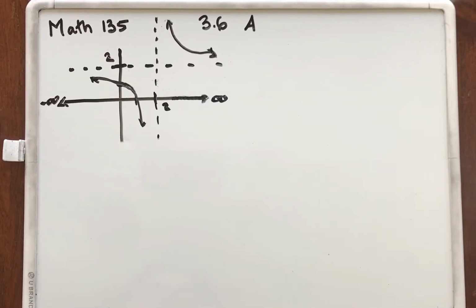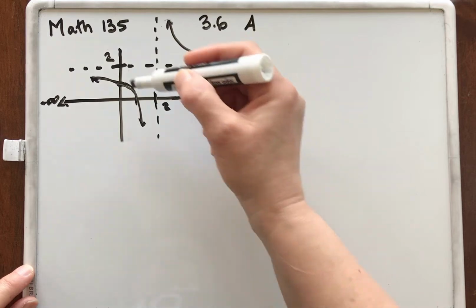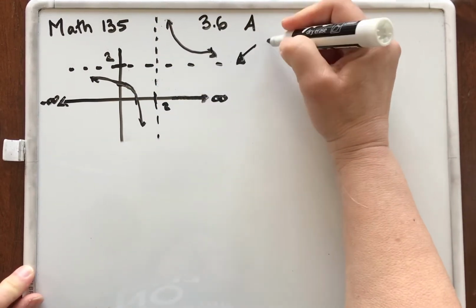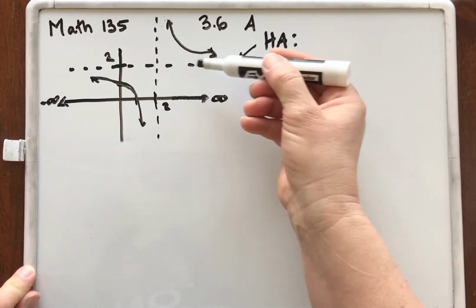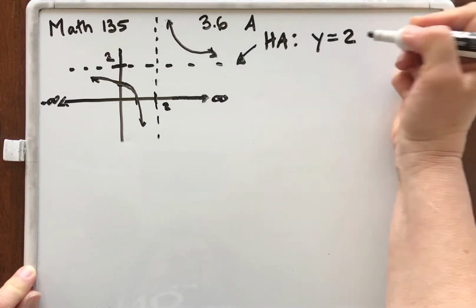3.6a, we're going to look at asymptotes and how they tie in with limits. So let's look at this example. Here we have a vertical asymptote and horizontal asymptote. As a reminder, I'm going to call HA for horizontal asymptote. We must write this in an equation of a line, and the equation of this line is y equals 2.